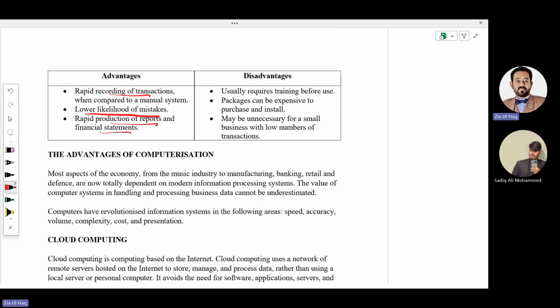But there are some disadvantages. It requires training on how to use the software. You need to buy the software and install it into the system to use it. And it may be unnecessary for a small business because this software is ready-made. So there might be some features that are not available in your organization. Maybe you are using some features, but other features you are not using, but you have to pay for the complete software.